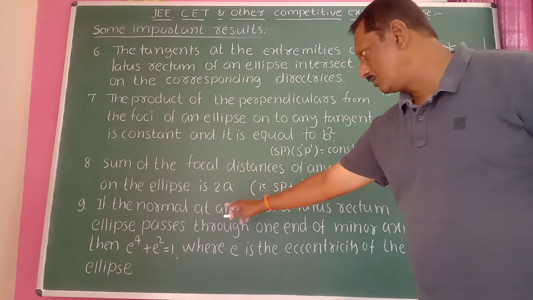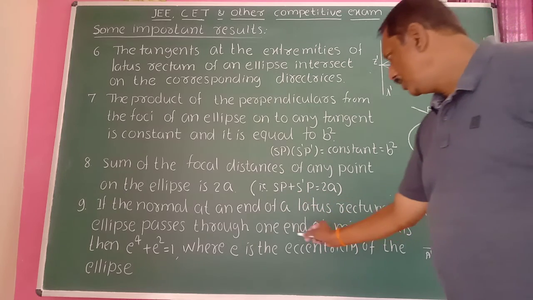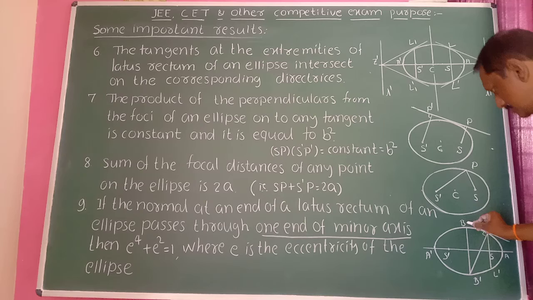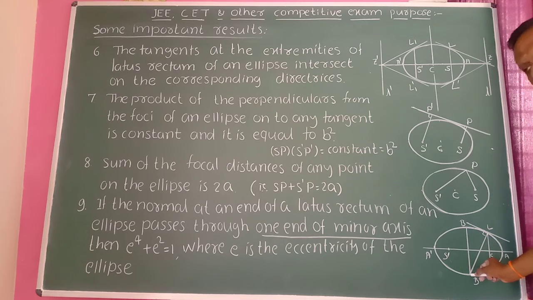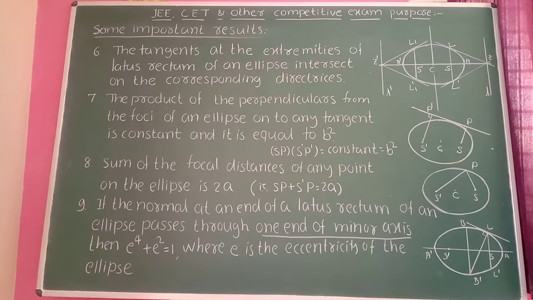If the normal at one end of the latus rectum of an ellipse passes through one end of the minor axis, this is the minor axis, and this normal passes through one end of the minor axis, then the condition satisfied is e raised to 4 plus e square is equal to 1, where e is the eccentricity of the ellipse.